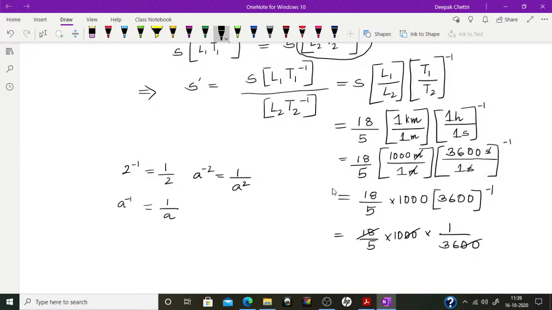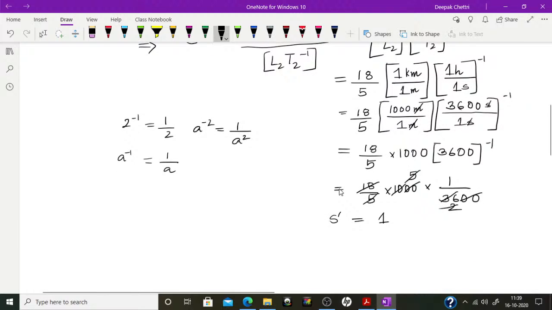So 18 times 2 is 36. So 2 will cancel with this 10, 5 will be left, 5 will cancel with 5, the answer is 1, right. So S dash is equal to 1, or therefore 18 by 5 kilometer per hour is equal to 1 meter per second.